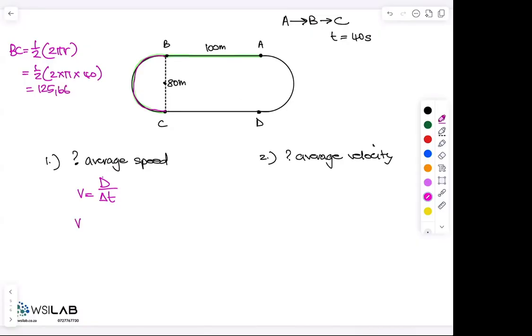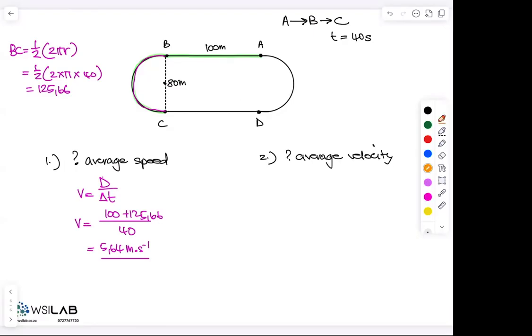So the total distance is the 100 from A to B plus the 125.66. And we're going to divide that by a time of 40 seconds. That gives me 5.64 meters per second. And no direction because it's speed.